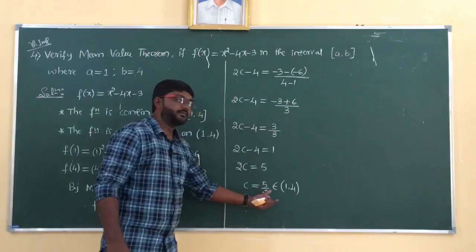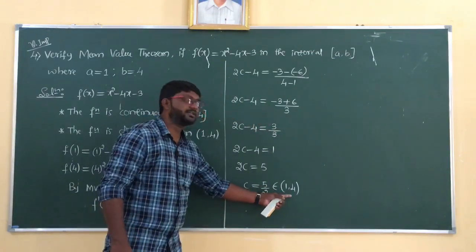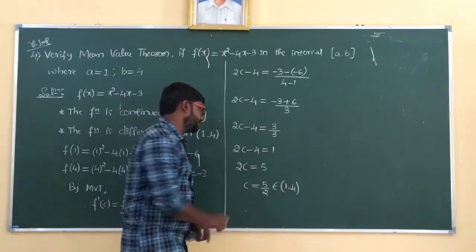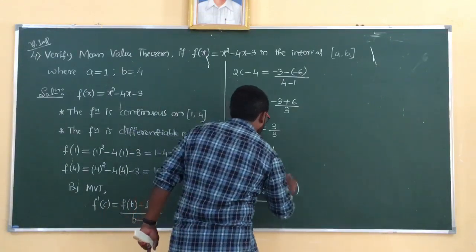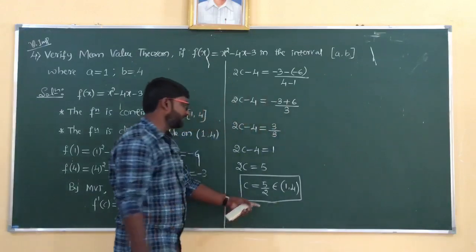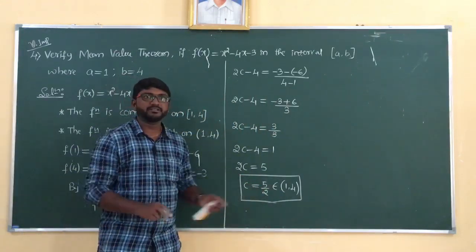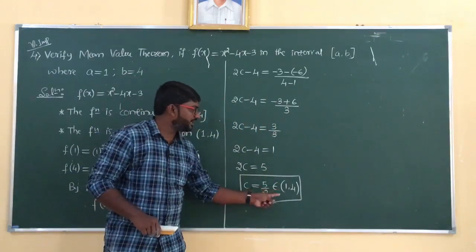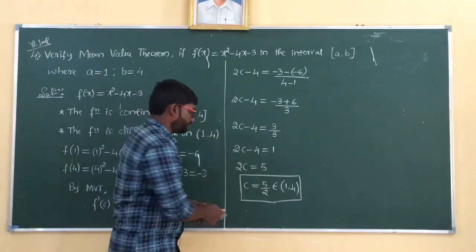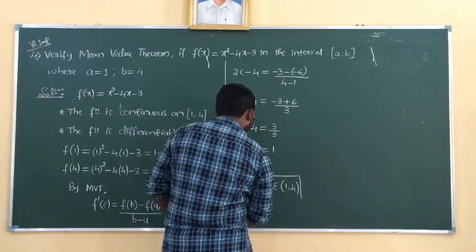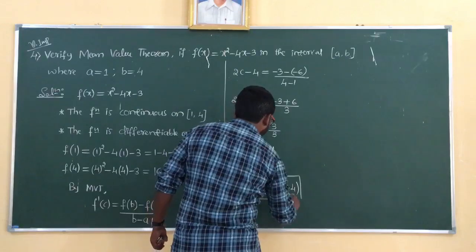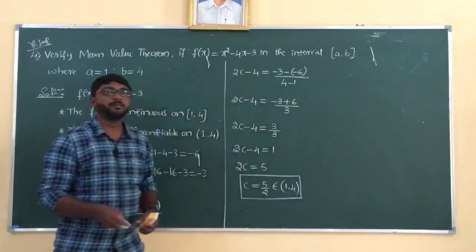So at the end you will have to write belongs to open interval 1 comma 4. So this is compulsory. In case you write only c equal to 5 by 2, you will lose 1 mark here. You will have to write belongs to open interval 1 comma 4. So this is all about the fourth problem. So mark this as very important. Then we will move on to the fifth question.